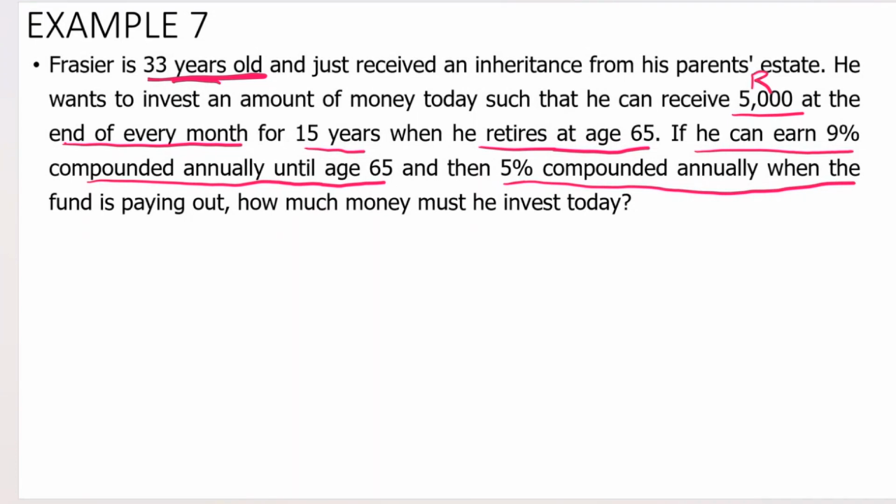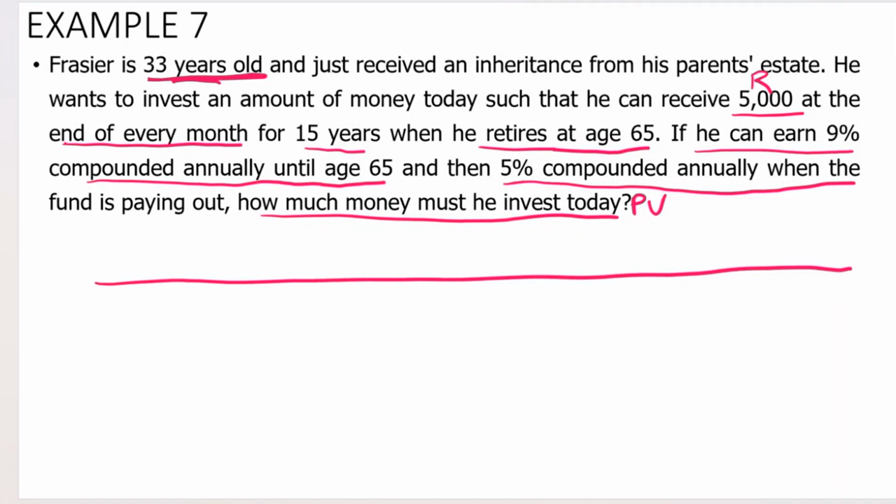Okay, how much money must he invest today? So they are looking for the present value. Okay, we need to calculate the present value, not the present value of the ordinary annuity, but the present value that he wants, the money that he wants to invest today. So we need to have a timeline. Okay, our timeline is going to have, he's now 33 years old. Okay, we are looking for the present value today, so we don't know the present value here.